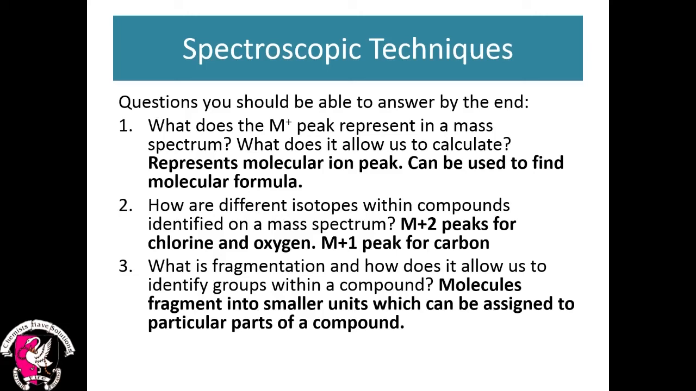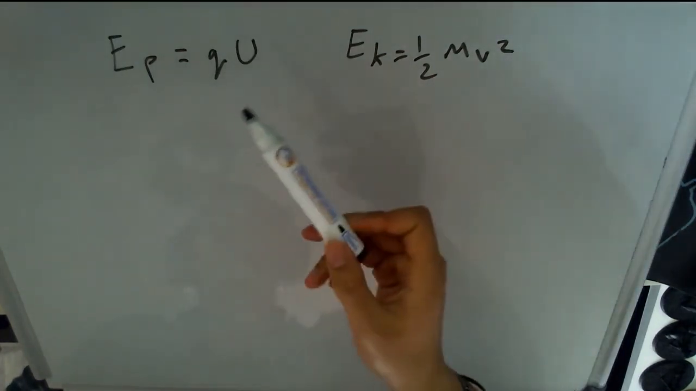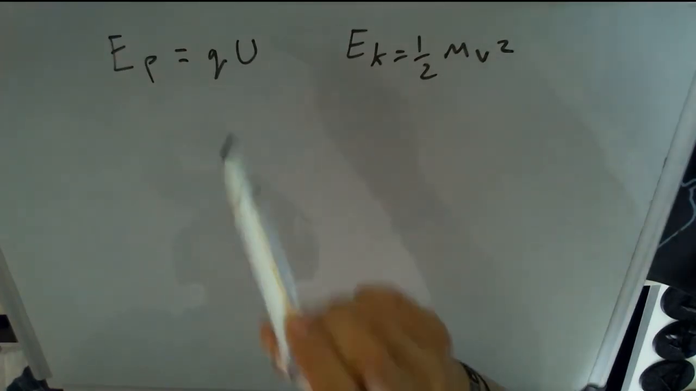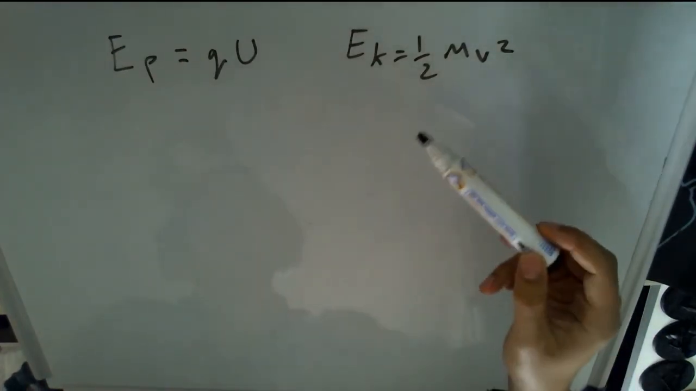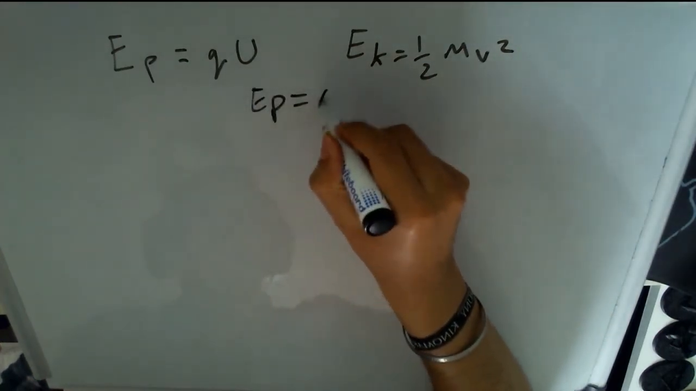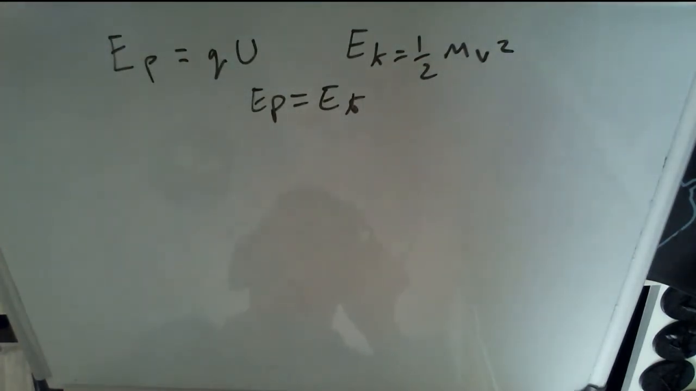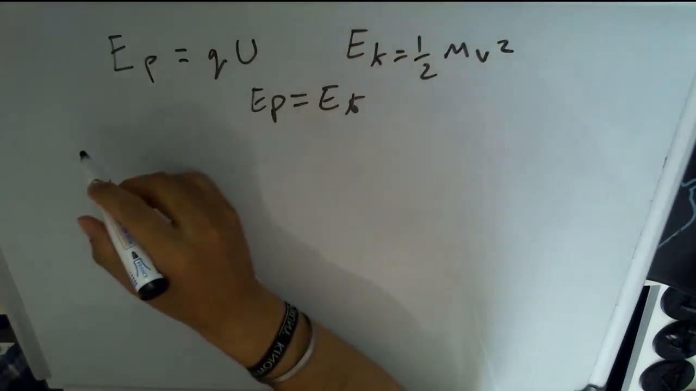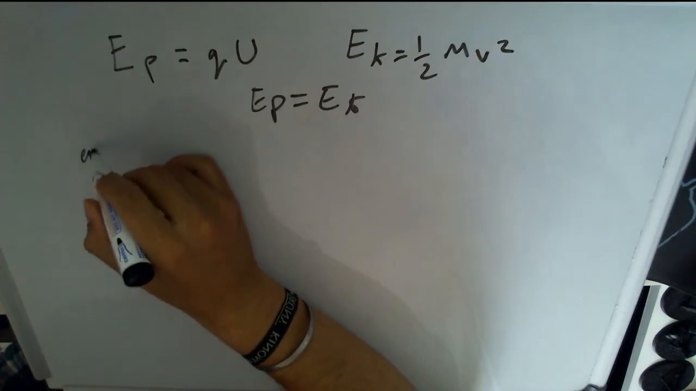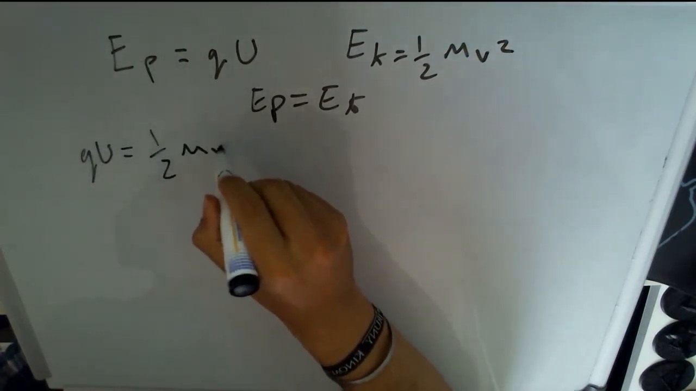So yeah, good luck. Okay, so we're just going to have a look at those equations that we spoke about earlier. So we've got potential energy is equal to the charge times the potential difference, and we've also got the kinetic energy is equal to a half mv squared. We said that the potential energy is equal to the kinetic energy. So all of the potential energy that those particles have is converted to kinetic energy as soon as they start moving. So that allows us to write down the fact that the charge times the potential difference is equal to a half mv squared.